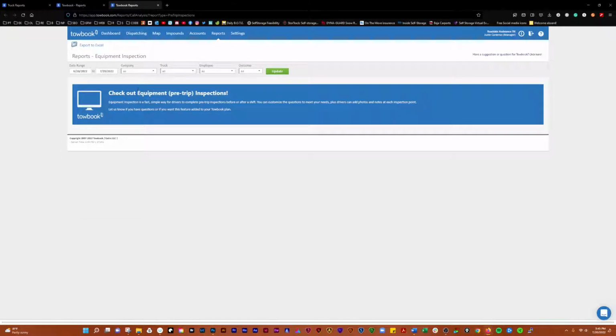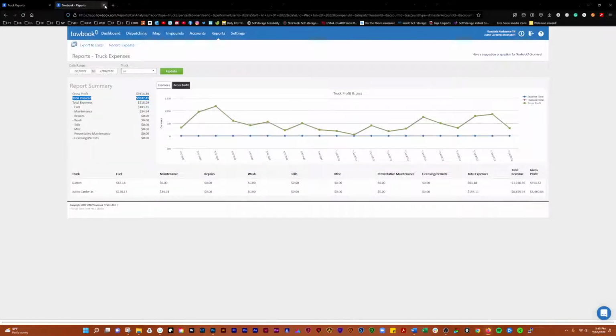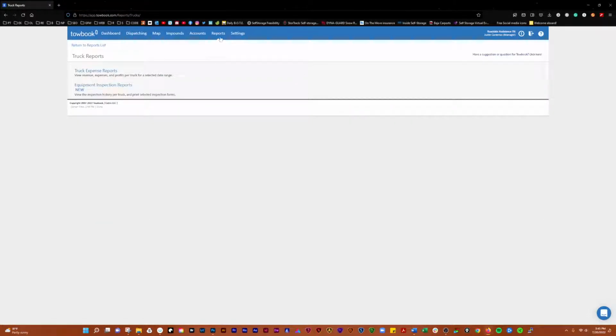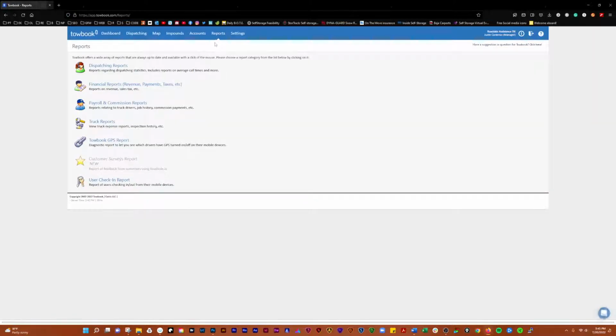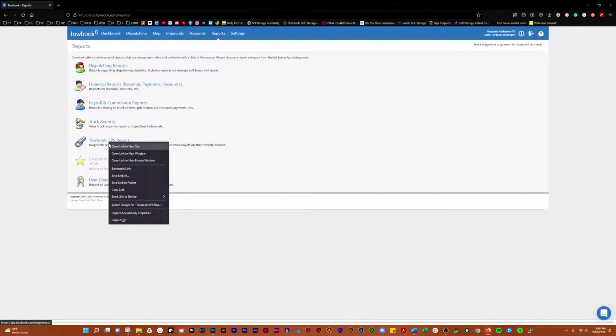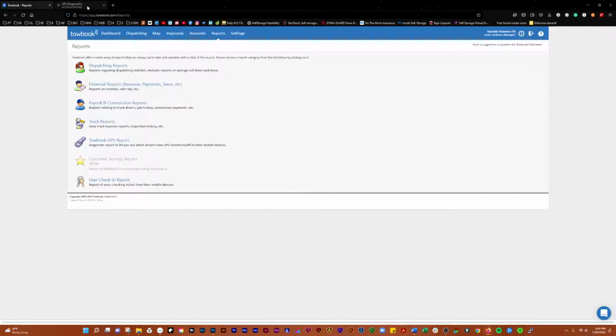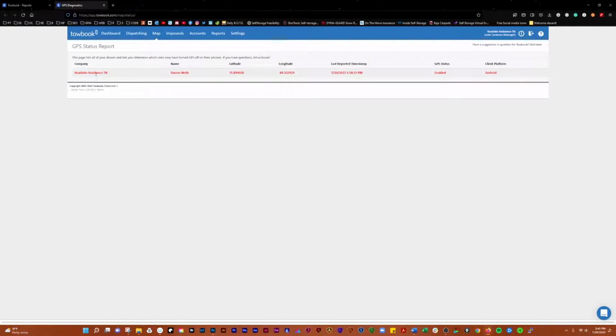You can go out here, check out equipment pre-trip inspections. This is not part of my TowBook plan, but basically it's a pre-inspection that you would have your driver do before they left the shop or wherever it is that they keep their service vehicle, to help keep up with maintenance for your company. You know, if they do a pre-trip every day, then they're not going to have as many unforeseen maintenance issues. Here you can see a GPS status report.